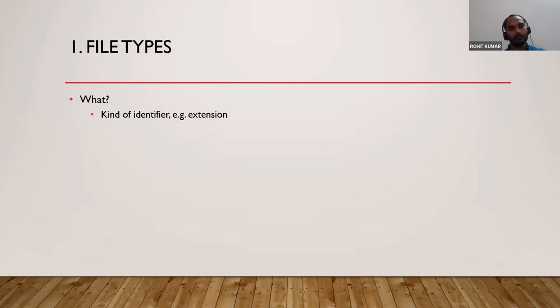Property in the sense of what sort of data belongs to that particular file. So in this way, we can define the property of the document, that this document is supposed to get this sort of data, or this sort of data is supposed to be inside that particular file. So it's a kind of identifier. Now the question is, why do we need different sorts of file types?